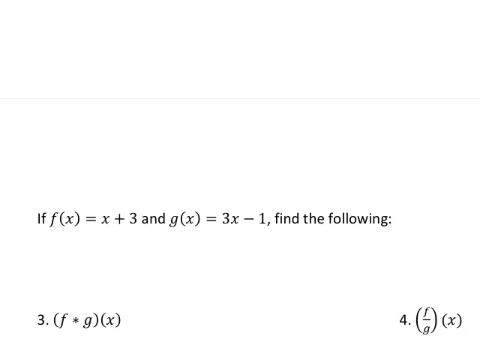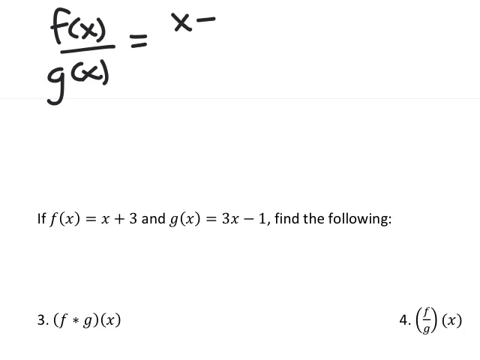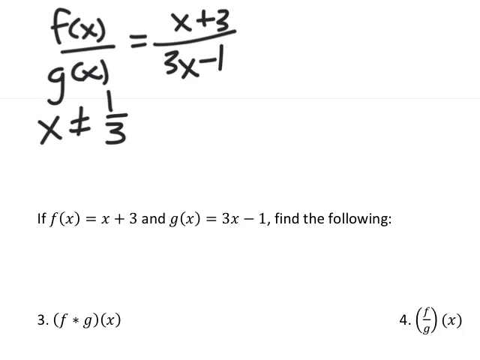Then finally we have 4, which is f divided by g of x. So we have f of x, and we'll divide this by g of x. f of x is x plus 3. g of x is 3x minus 1. And we can tell right away that x cannot be positive 1/3.